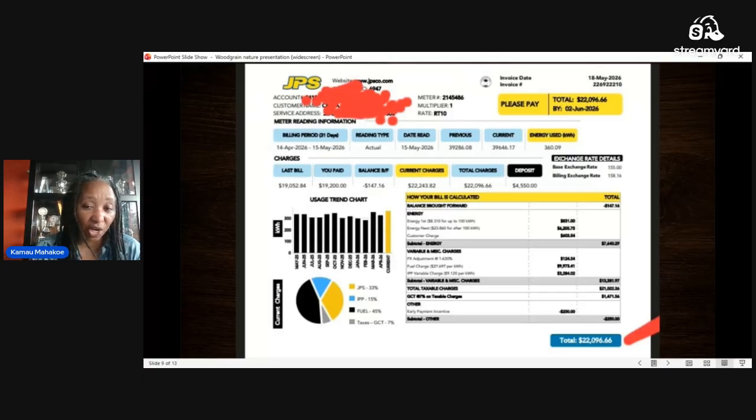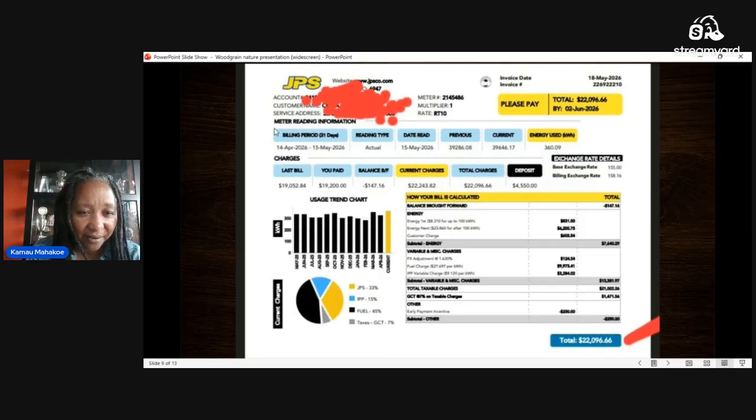Now, like I said, the yellow box, that's your box. If you don't see anything else on the bill, see this yellow box right here, because it tells you how much you need to pay and when you need to pay it by. All right, now let's go down to the meter reading information.